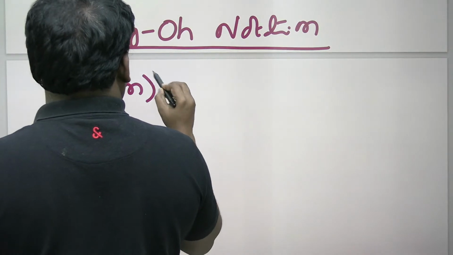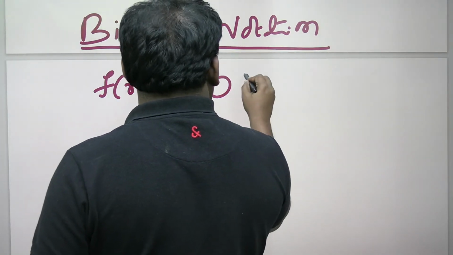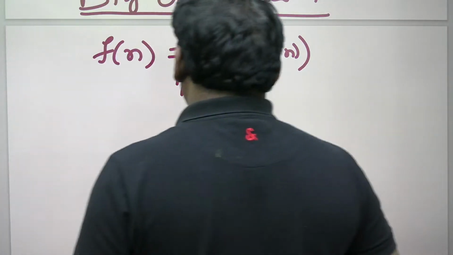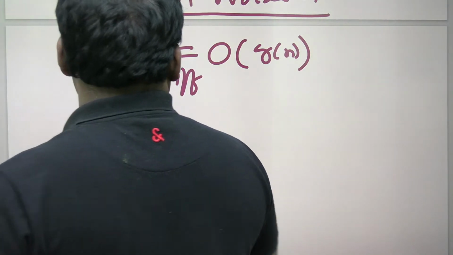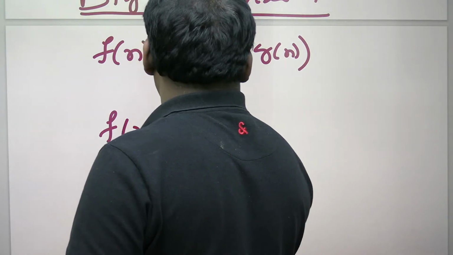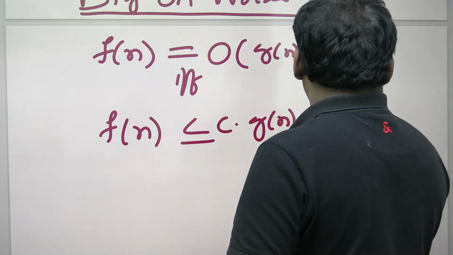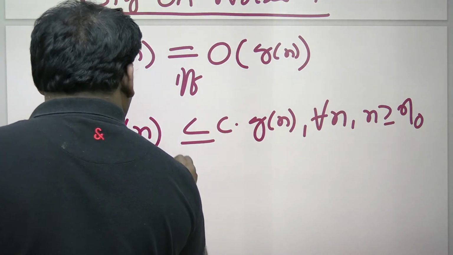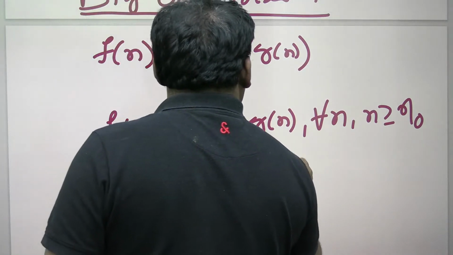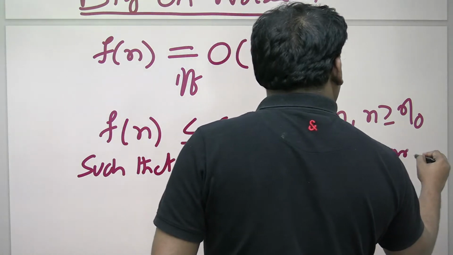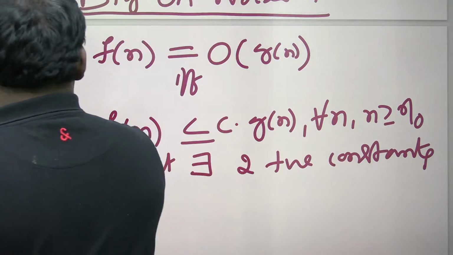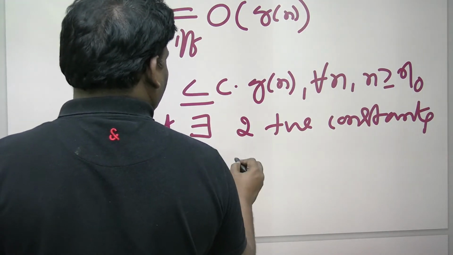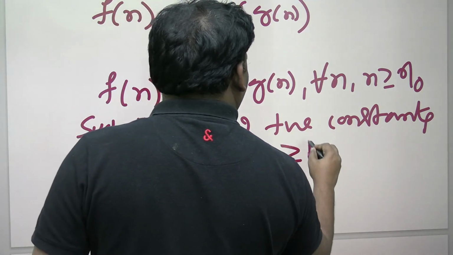f of n is equal to big O of g of n, if and only if we can prove f of n is less than or equal to some constant c into g of n for all n where n is greater than or equal to n0, such that there exist two positive constants c greater than 0, n0 greater than or equal to 1. This is the definition.